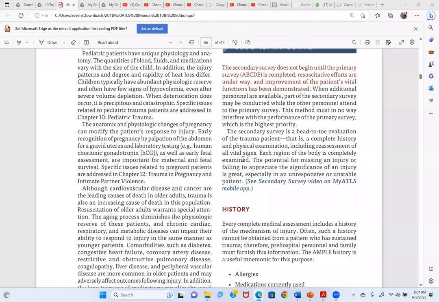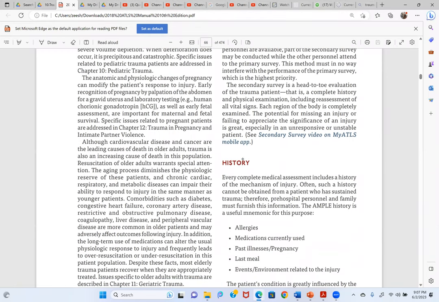So what will the secondary survey be? It is a head to toe evaluation of the trauma patient with complete history and examination. Reassessment of vital signs, and each region of the body is completely examined, because there is potential for missing an injury or failing to appreciate its significance. For example, maybe in the primary survey you missed a rib fracture; you may be able to find it in the secondary survey.